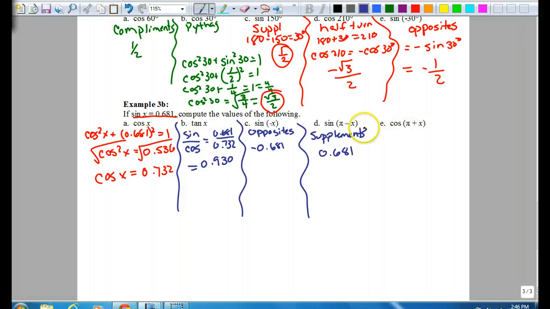Okay? Now, last but not least, cosine pi plus x. What is that? Half-turn. Good. So we already know what cosine x is. What is it? 0.732. Yep. So a half-turn of cosine is the same as negative cosine x, right? So negative 0.732.